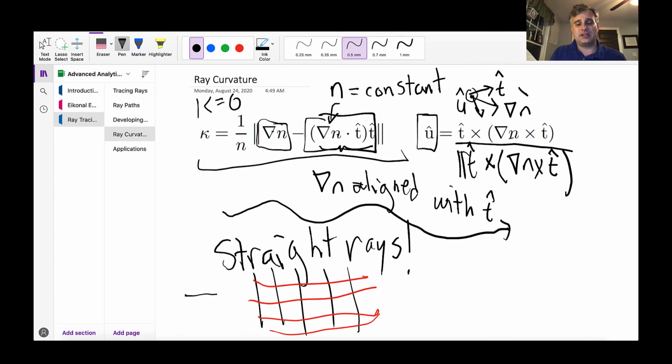So next, we figured out the kinematics of rays, how they travel through a medium. Now we need to talk about amplitudes, and that's the subject of the next talk.